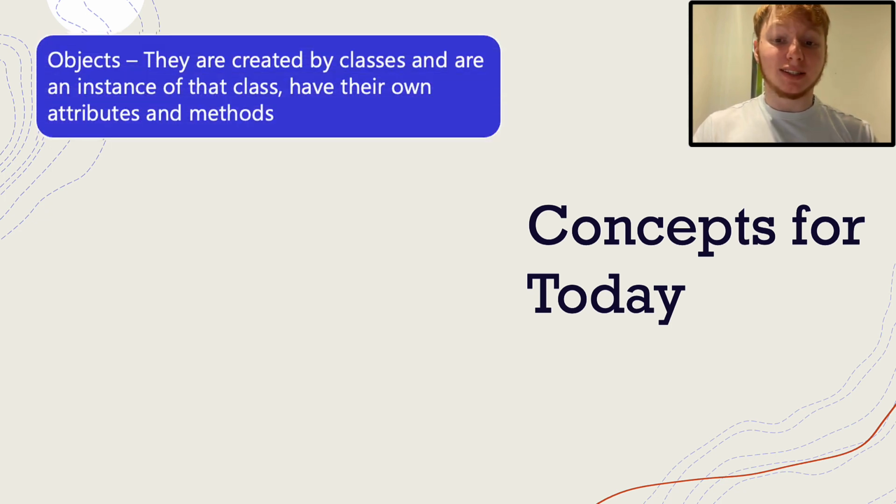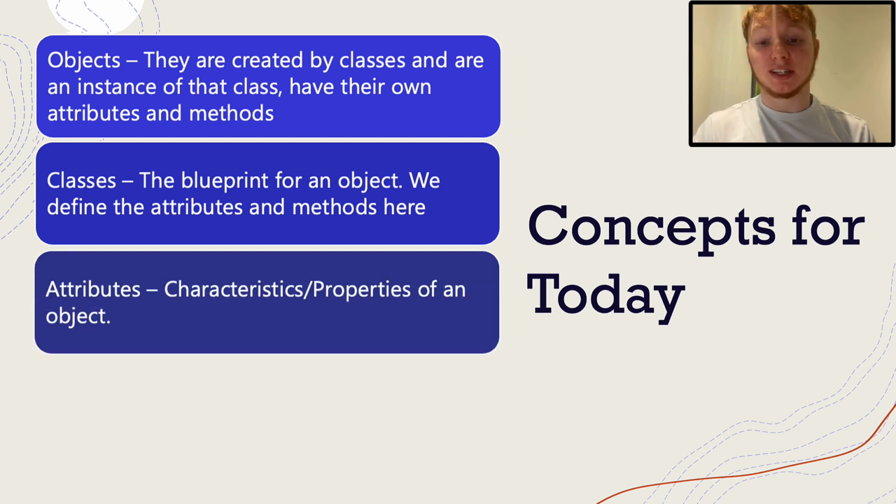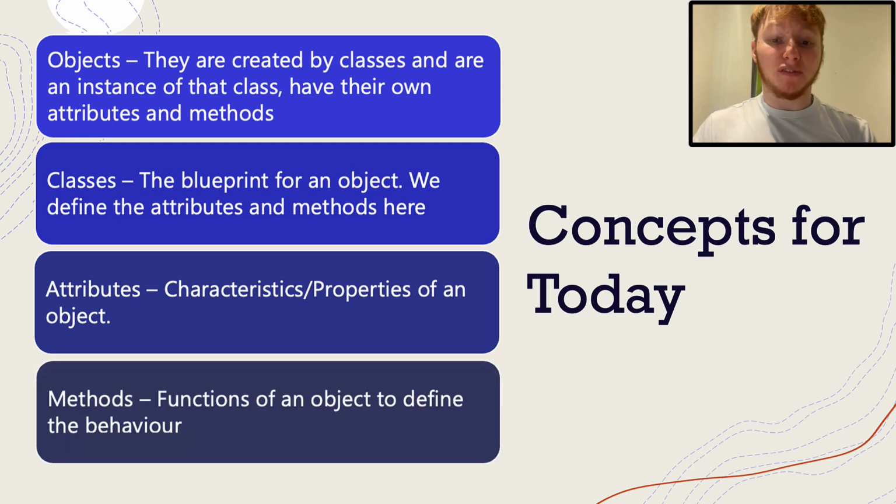Objects are entities created by classes and are an instance of that class. They have their own attributes and methods linked to them. We think of a class as the blueprint for objects. It will define the methods and behaviours that each object will have. Attributes are properties or characteristics of an object. Attributes have multiple names that can be used, for example, data, fields, memory variables, and properties. Methods are functions of the object that define the behaviour.